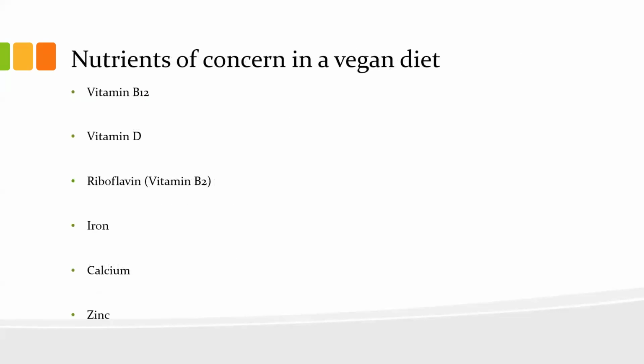Now, just because you are eating a plant-based diet for the most part, doesn't mean that you can't get your protein, but there are also other nutrients of concern in a vegan diet. These are vitamin B12, vitamin D, vitamin B2, riboflavin, iron, calcium, and zinc. And so you'll just want to make sure that you're also supplementing your vegan diet if you are partaking in one.